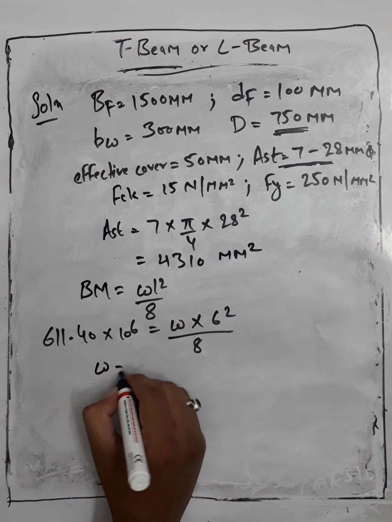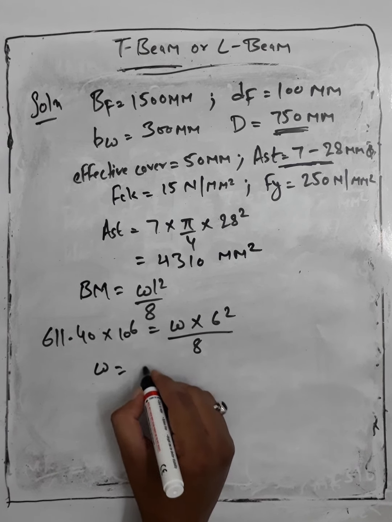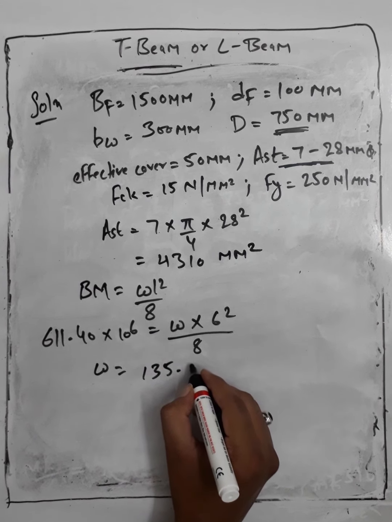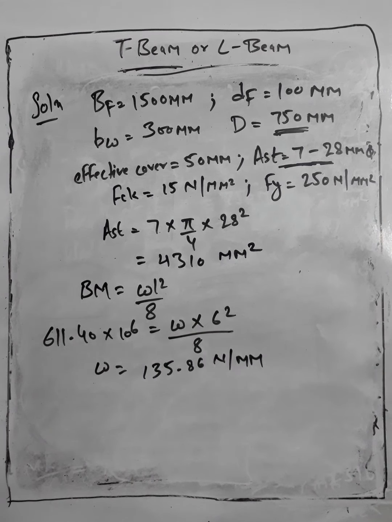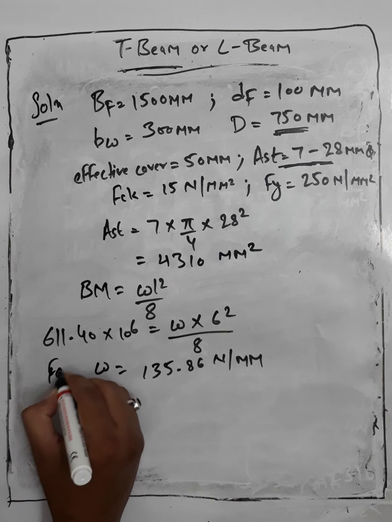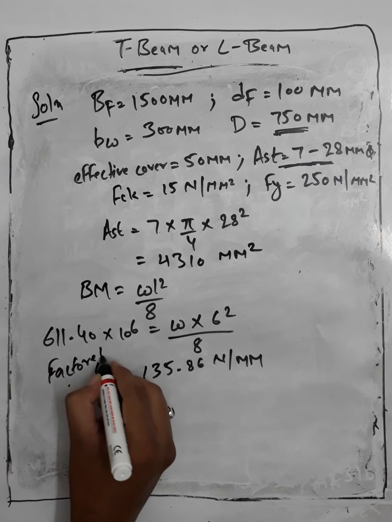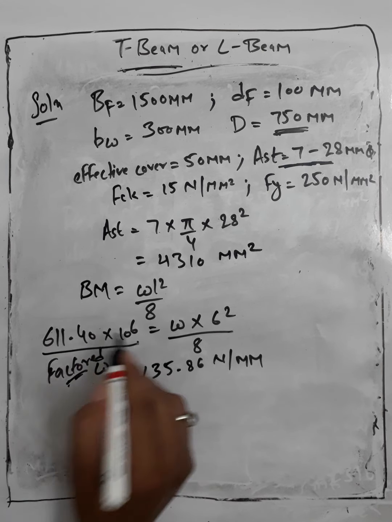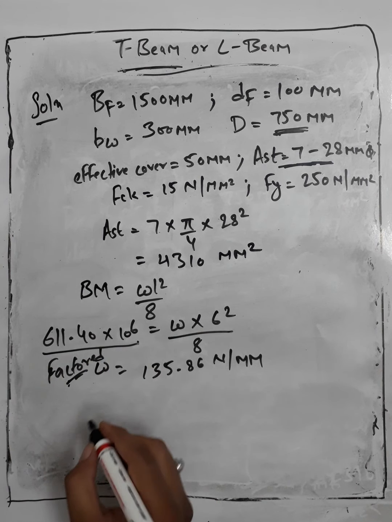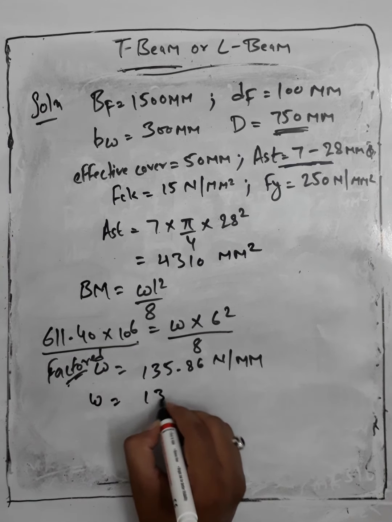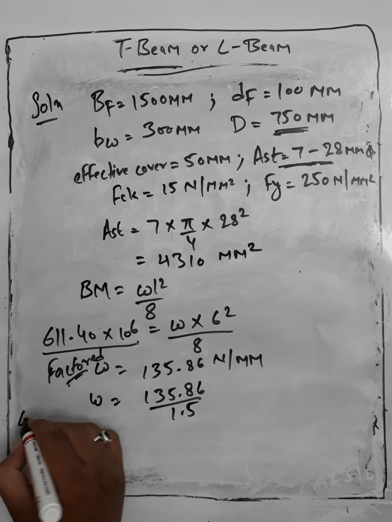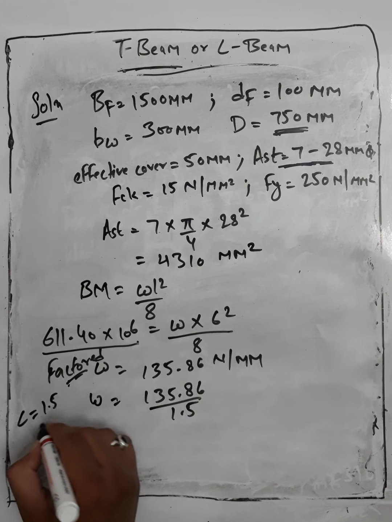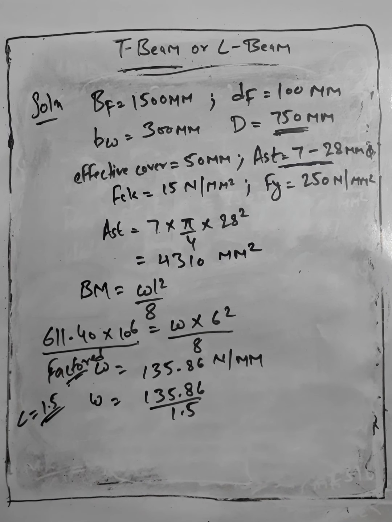Now we have solved this equation, and we got here 135.86 Newton per mm. So this is the factored load. Why is this the factored load? Because this is our factored moment. So first we have to unfactor it. So for unfactoring, what we have to do? Simply we have to divide with 1.5. Why? Because for concrete partial factor of safety is 1.5. So we have to divide with this 1.5.